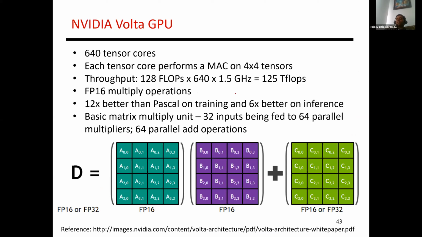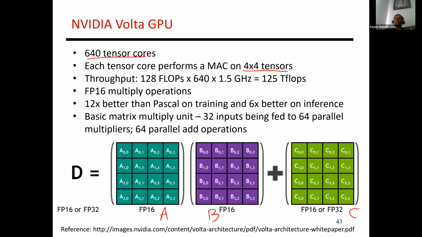Okay, now let's look at a different commercial offering which used a different architecture. This is NVIDIA's Volta GPU, which has 640 tensor cores. So what is a tensor core trying to do? It's basically saying that if you give me 4x4 tensors as input, right? So here's operand A, operand B. Each one is a 4x4 tensor. I'm basically going to do matrix multiplication and give you the output C, right?